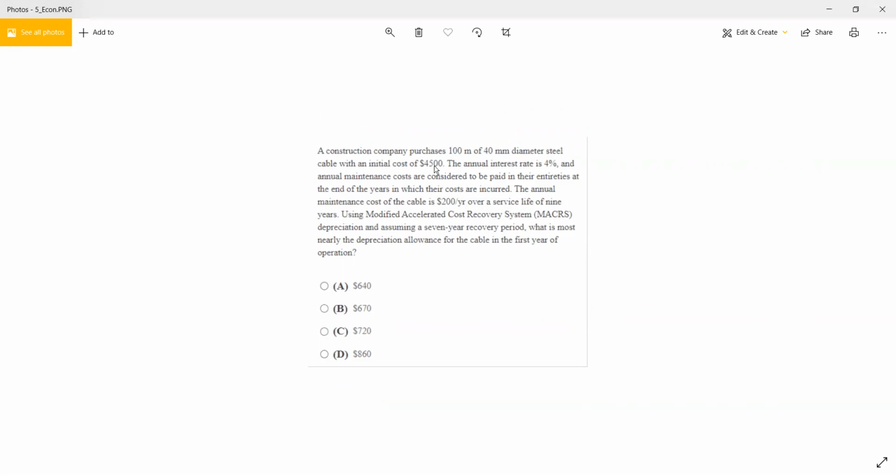Yeah. All right, a lot of words here. We're going to use MACRS for this one. A construction company purchases 100 meters of 40 millimeter diameter steel cable with an initial cost of $4,500. Annual interest rate, 4%. The annual maintenance cost of the cable is $200 a year over a service life of 9 years. Use MACRS depreciation and assume a 7-year recovery period. What is the depreciation allowance for the cable in the first year of operation?